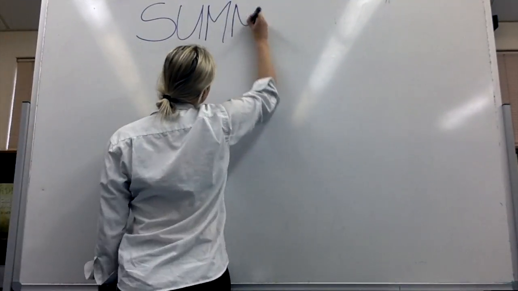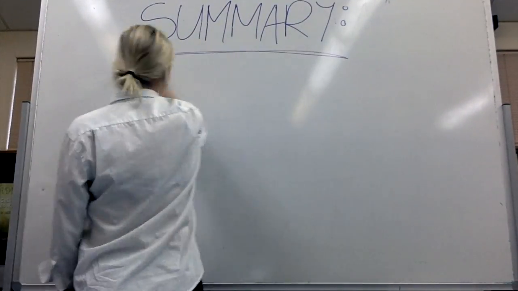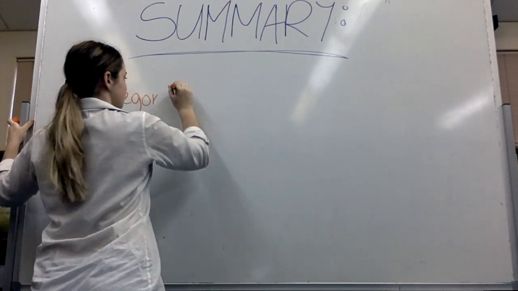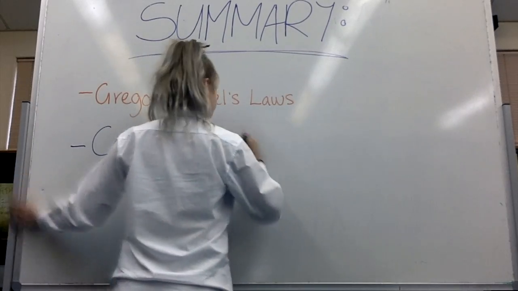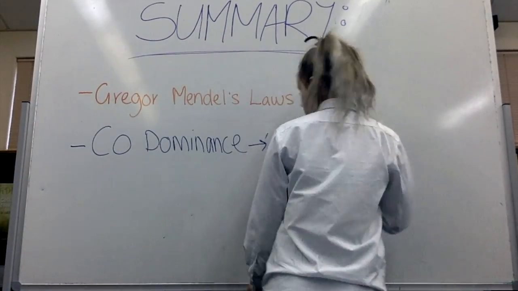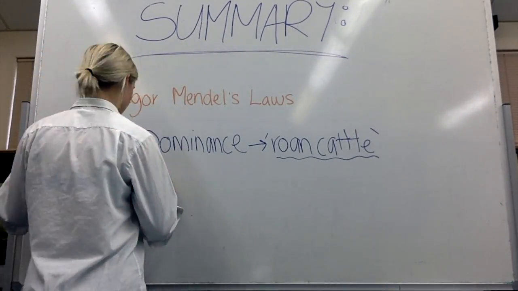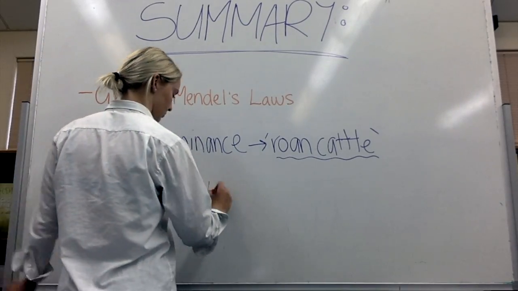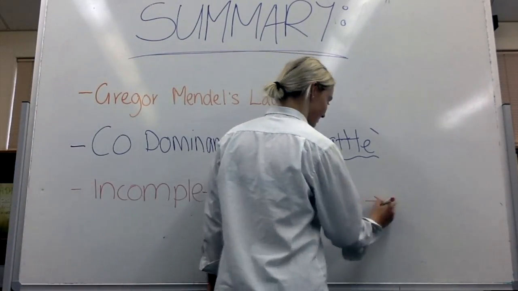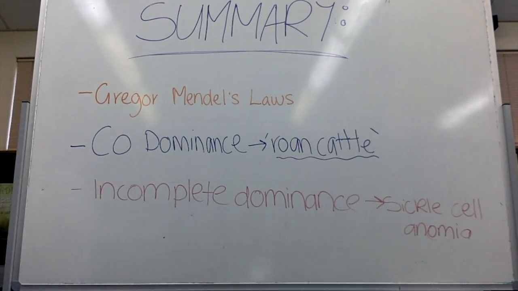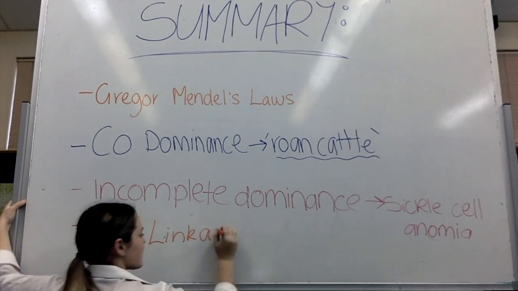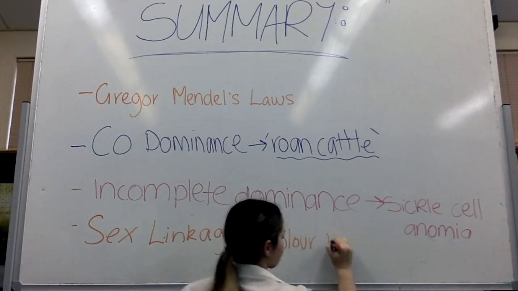In this video, we have covered how codominance, incomplete dominance, and sex linkage go against Mendel's laws. We have also discussed codominance, which is referred to as a mixture, and have solved problems to do with growing cattle. We discussed incomplete dominance, which is described as a blend, and have solved problems including the disease sickle cell anemia. We have also discussed sex linkage and how it works, as well as problems in relation to colour blindness.